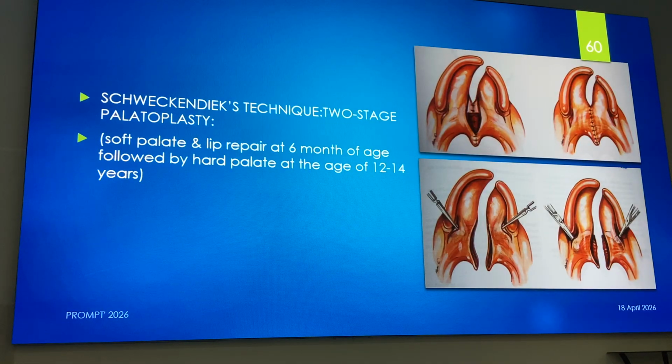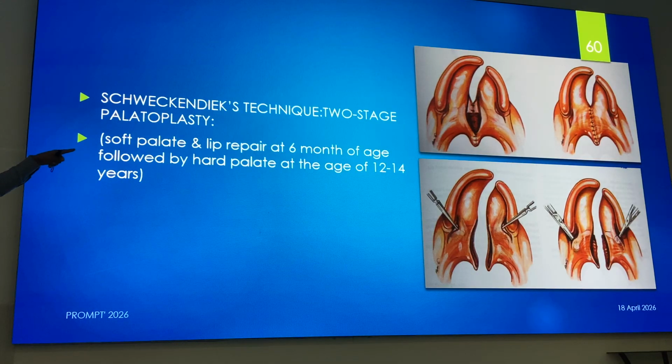Now there are many European schools or centers that do this technique. They do the lip repair, then they do the soft palate repair, leaving the hard palate open. They believe that if you do that, the hard palate will grow normally, and they do grow normally. These children have excellent growth outcomes, but the speech outcomes are controversial. They are not very sure. They say they are okay, but most people who have done external audits find the speech outcomes are not up to standard.